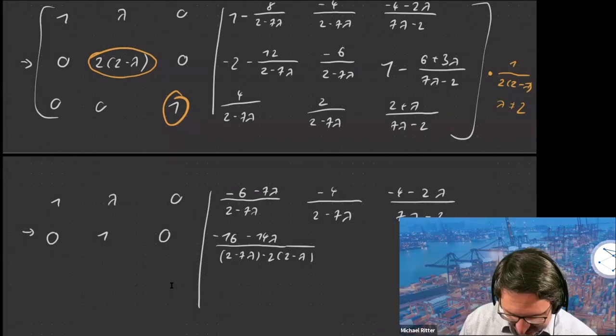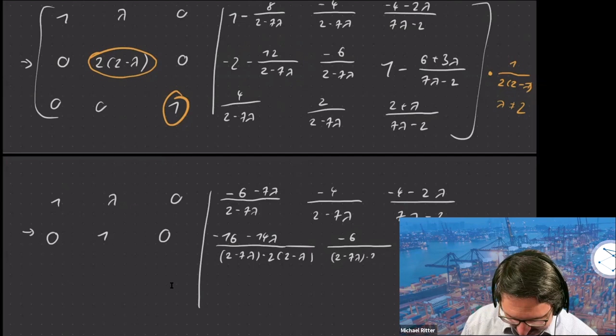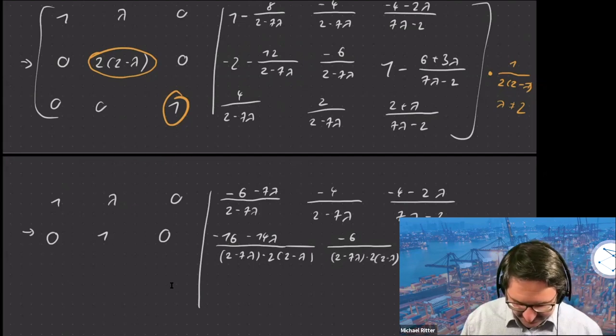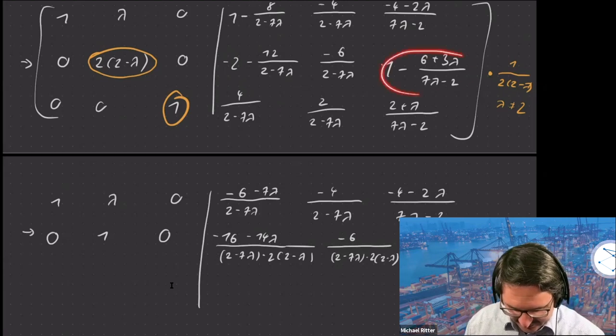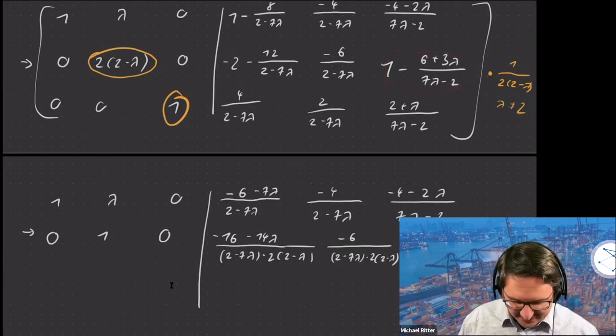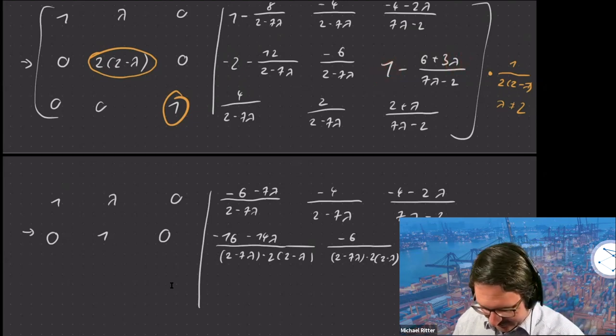Same thing here. We have this minus 6 over 2 minus 7 lambda times 2 times 2 minus lambda. And this entry here, let's try to simplify that first as well. That one is 7 lambda minus 2 over 7 lambda minus 2. So what do we get? 7 lambda minus 3 lambda. That's 4 lambda.